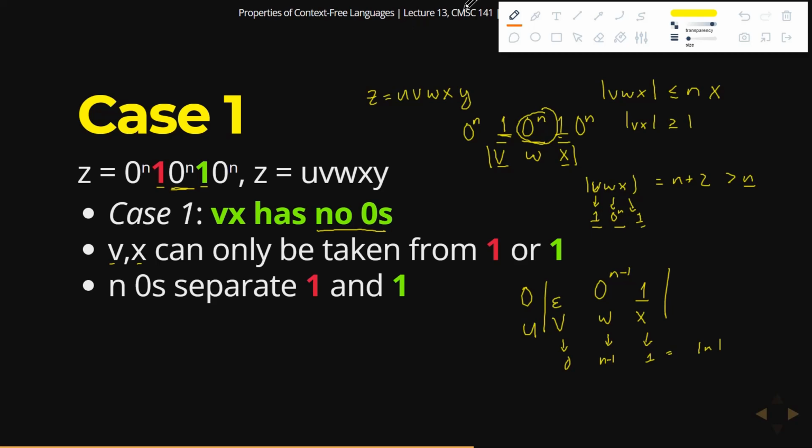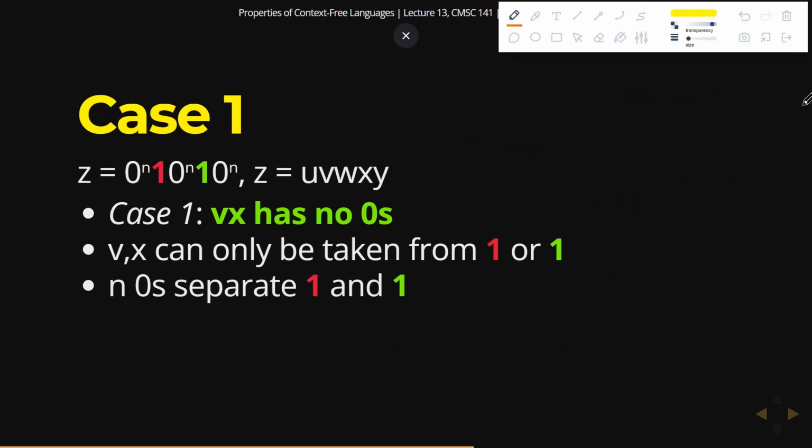Or another configuration would be, what if V was the 1, so W would have to be 0 to the n minus 1, and then X would have to be epsilon, right? So that's the only way that we could have V and X if there are no zeros in V and X. Okay, so this is still possible because you have 1 here, n minus 1 here, that's a total of n, and it will not exceed the length of n. Okay, so we really only have two cases here.